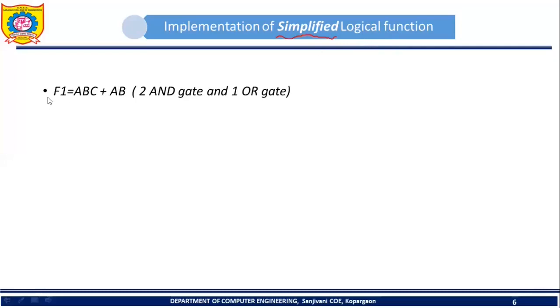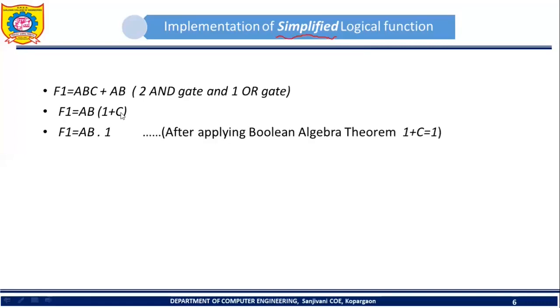Now see, we have this logical function. We will try to simplify it. So see what I have done here. F1 is equal to AB, so AB is taken common. So in the bracket we will have 1 plus C. Now, what does Boolean algebra say? Boolean algebra says that 1 plus C is equal to 1. It means if we perform logical OR operation between some variable, in this case C, and 1, then the result will always be 1. So here we have replaced 1 plus C with 1.